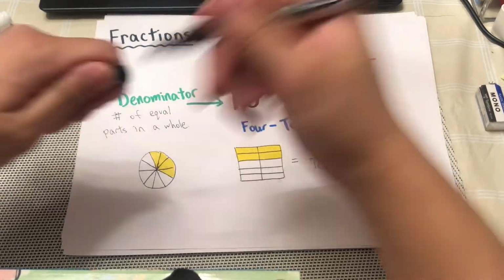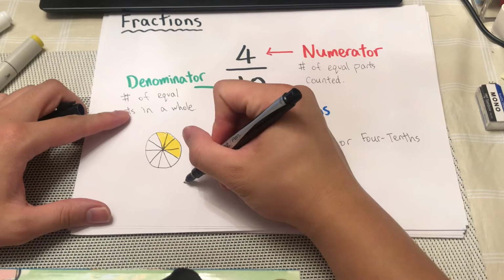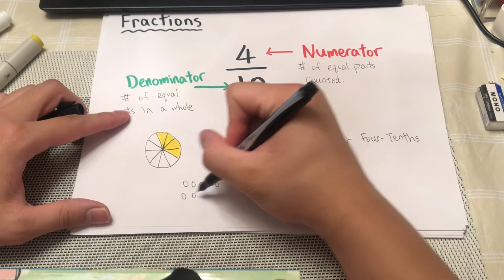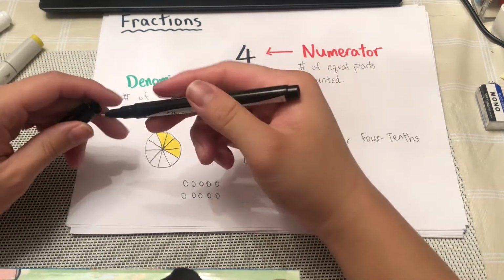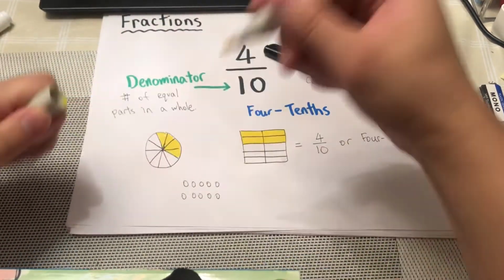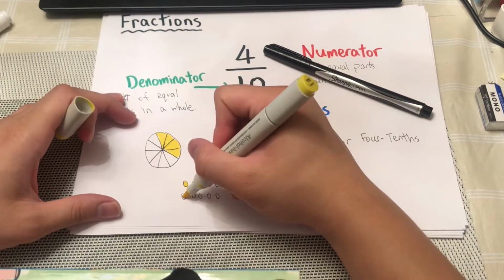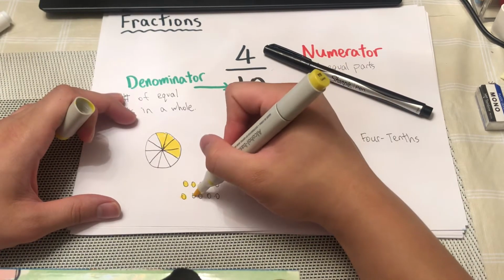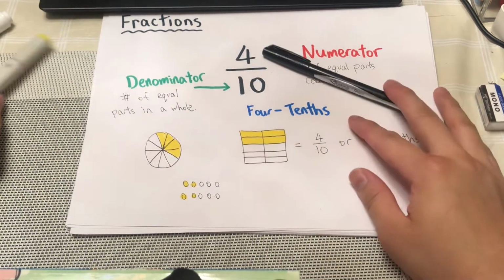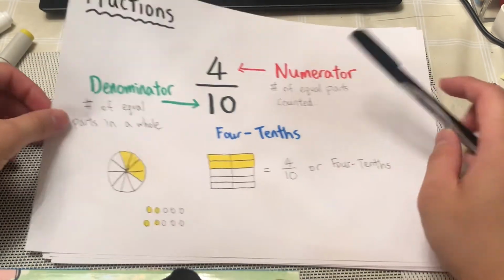Or you can also choose to use dots to resemble them. If I draw 10 dots, then I can color in 4 of these dots to represent 4 out of 10 dots are counted. So 4 over 10. All right, I'll give you one more example here.